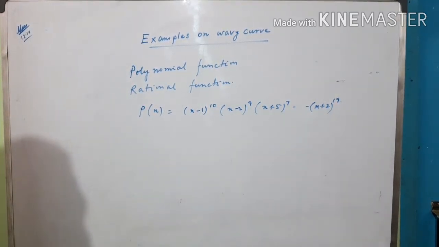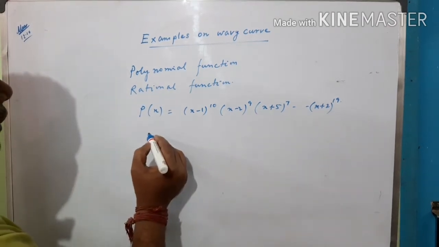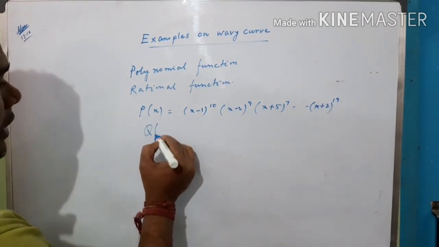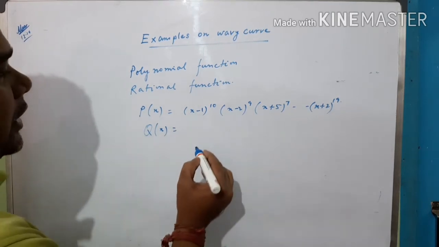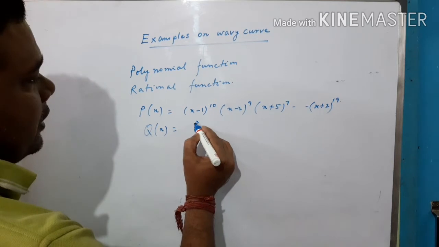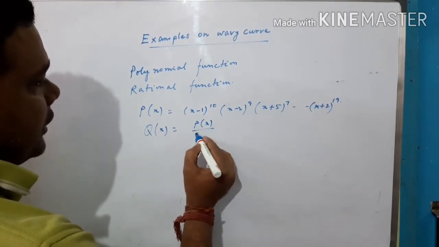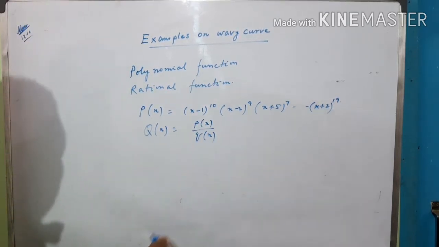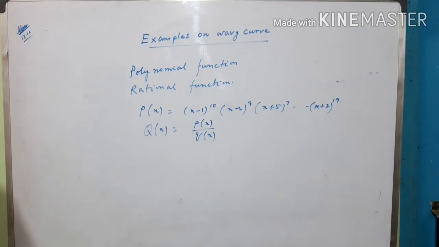And next we consider a rational function. Now what is a rational function? A rational function we can write like this: it is the ratio of two polynomial functions. That is, we write P(x) by Q(x), where P(x) is a polynomial and Q(x) is another polynomial. Their ratio is called a rational function.